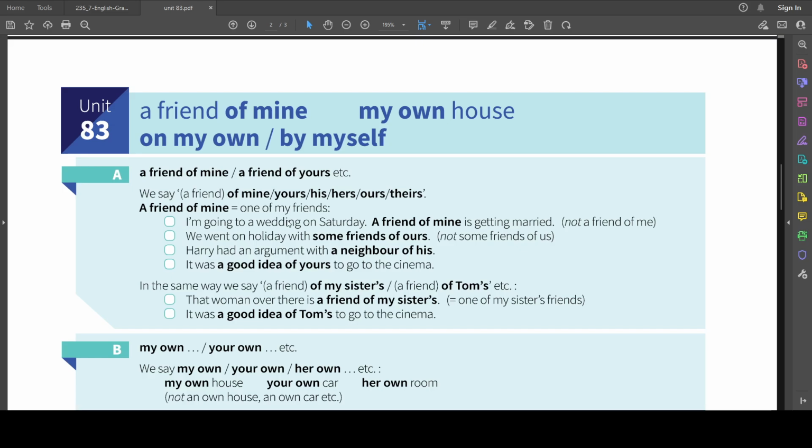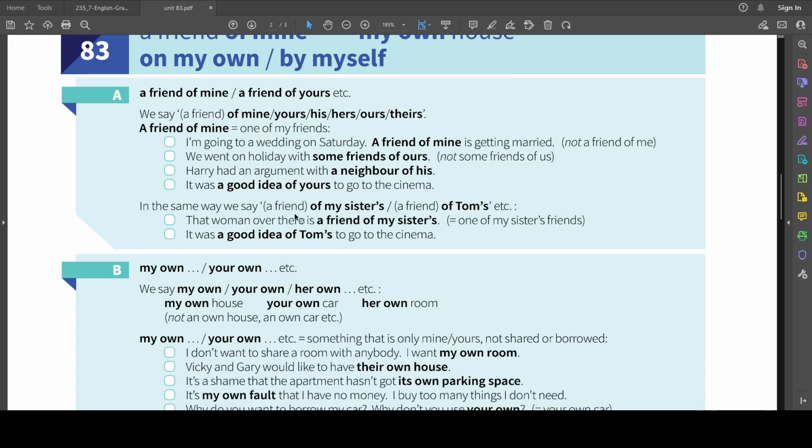Some examples could be: I'm going to a wedding on Saturday. A friend of mine is getting married. Not a friend of me. Remember, a friend of mine. We can replace a friend maybe with a relative, a parent, or someone or something. Okay, after of comes, after of goes a possessive pronoun like mine, yours, his, hers.